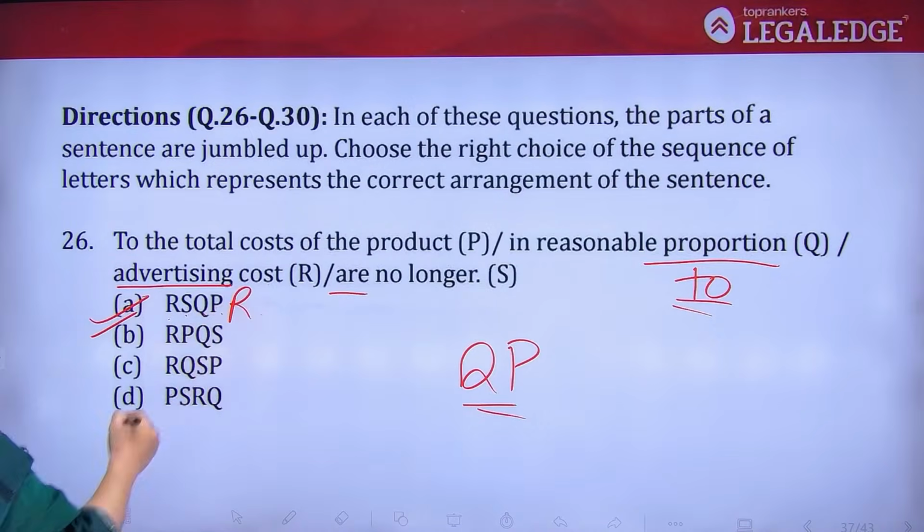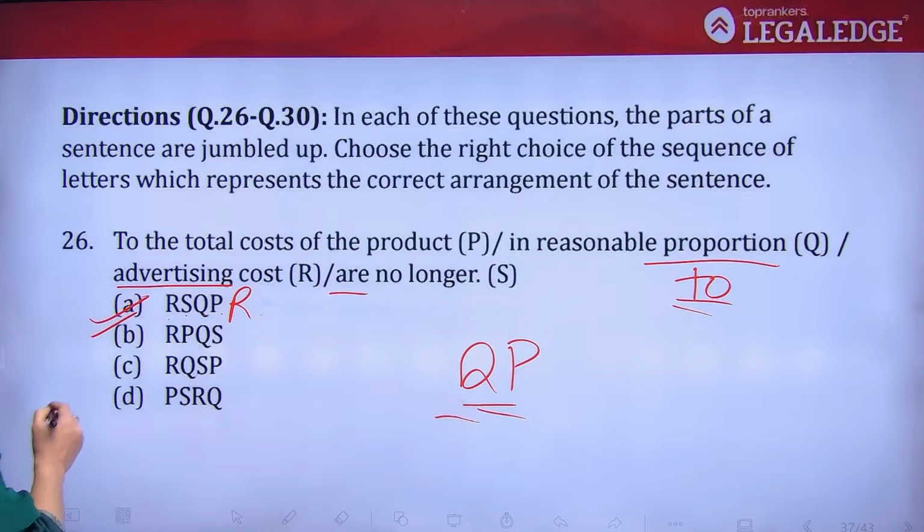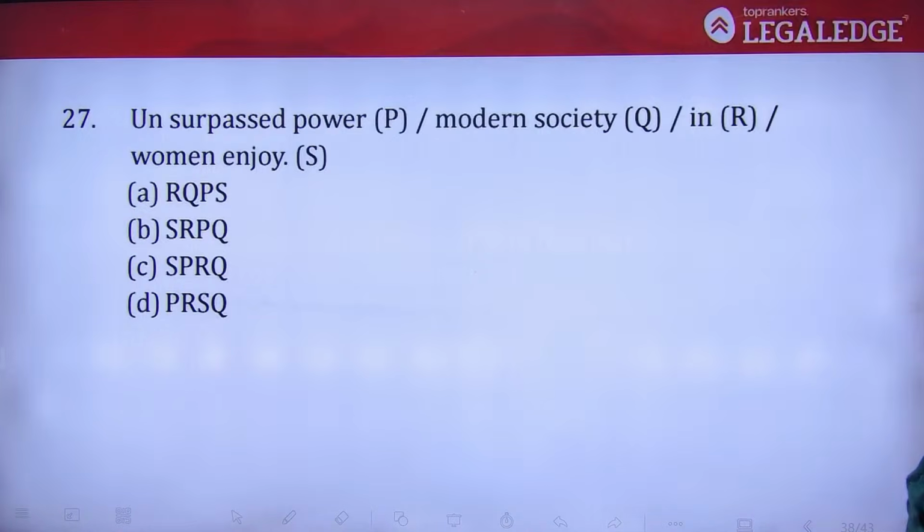R is the introductory phrase. Advertising costs are no longer in reasonable proportion to the total cost of the product. Because QP is a compulsory pair. So students, let's mark A as the correct answer choice. Question number 27 is on screen.